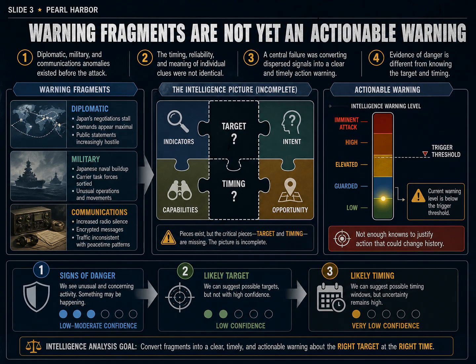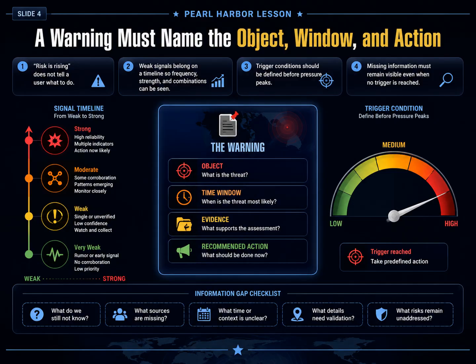The OSINT lesson is not that every anomaly predicts an event. It is that analysts must state exactly how far the evidence has moved from general concern toward a specific warning. In public source work, the sentence, "risk is rising," is still incomplete. Risk to whom? During what time window? Based on which signal combination? What should the reader do now?